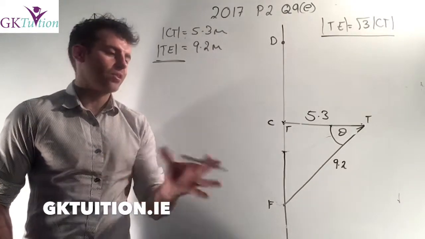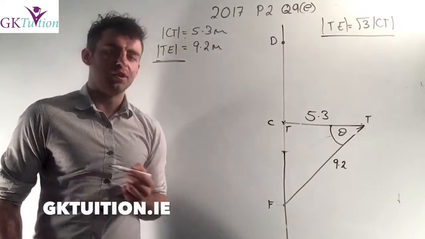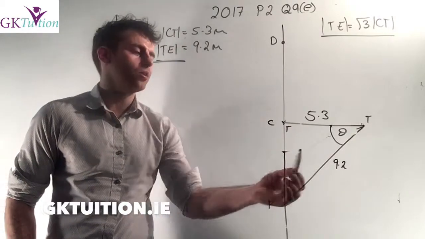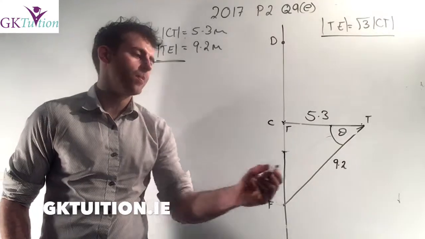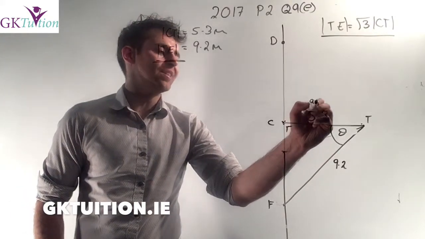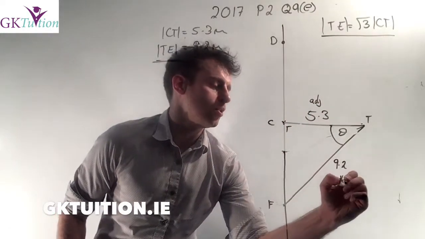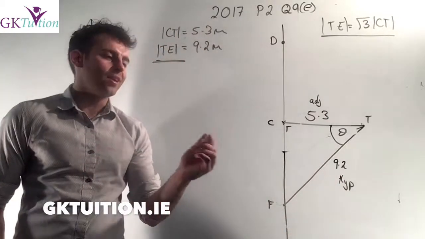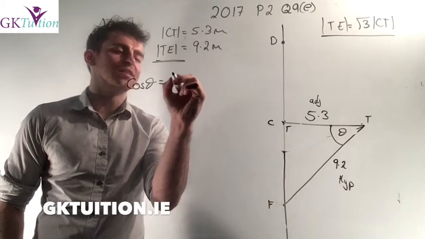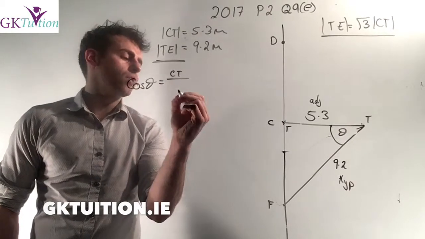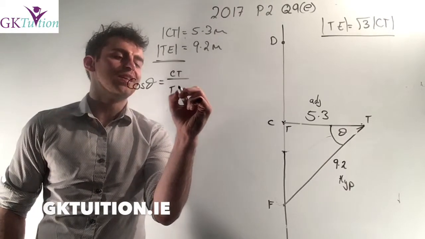Ignore that for a moment and let's just think about it. You have a right angle triangle and you know 2 sides. If you have a right angle triangle and you know 2 sides and you're looking for the angle, then clearly it's either sine, cos, or tan. In this case, the 5.3 is the adjacent, the 9.2 is the hypotenuse, which means clearly you're looking at the cos of theta is equal to the adjacent, which is CT, over the hypotenuse, which is TE.